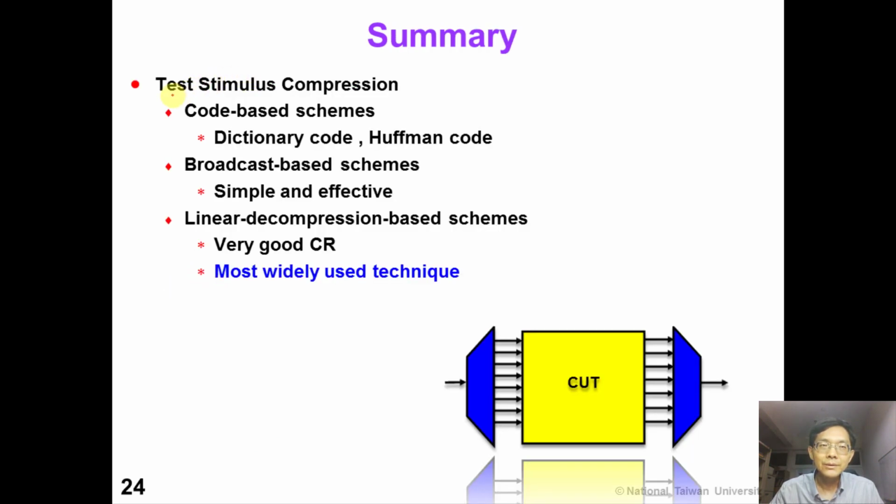In summary, in this video, we introduced several hardware test stimulus compression techniques. The first technique is the code-based scheme, including dictionary code and Huffman code. Unfortunately, they are not very useful in practice. The second technique is broadcast-based schemes. They are very simple and effective. However, it's hard to handle incompatible test patterns. The last one is the linear decompressor-based scheme. They provide very good compression ratio, and in fact, it is the most widely used technique in modern IC.